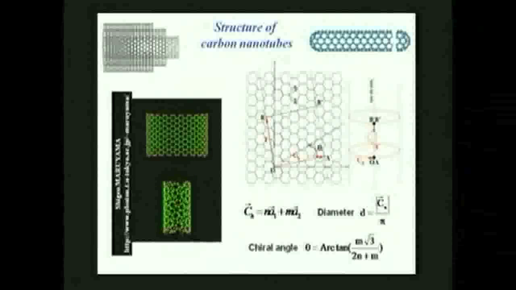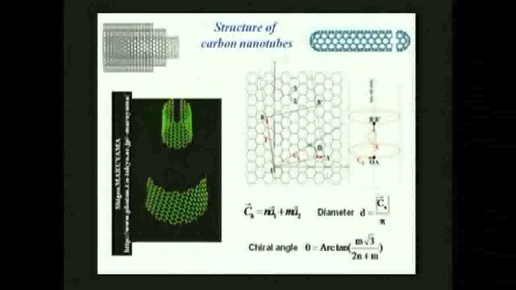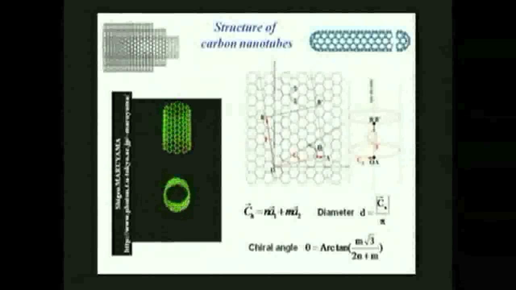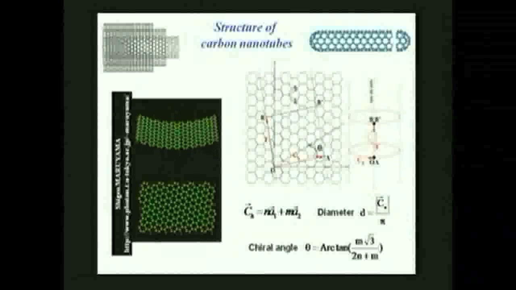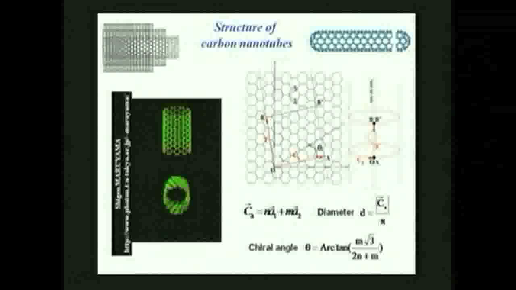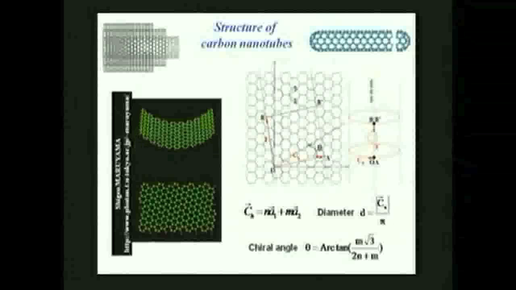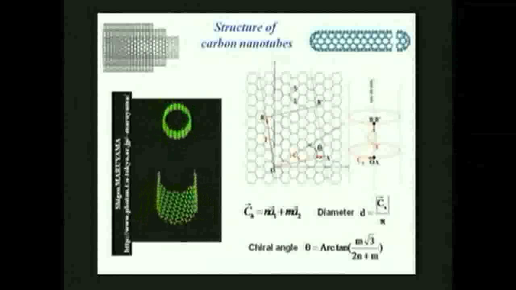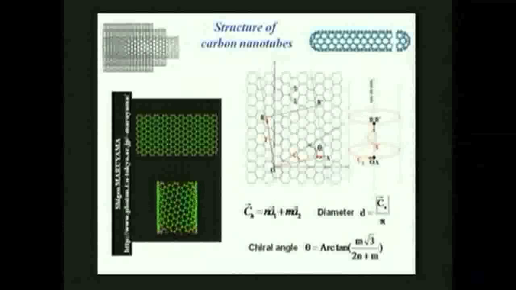The most important vector is written here, Ch. We will call that the chiral vector. This chiral vector will correspond to the circumference of the nanotube. So this chiral vector, when you roll up the graphene sheet, will come here as the circumference of the nanotube. So the choice of the chiral vector will fix the diameter of the nanotube.